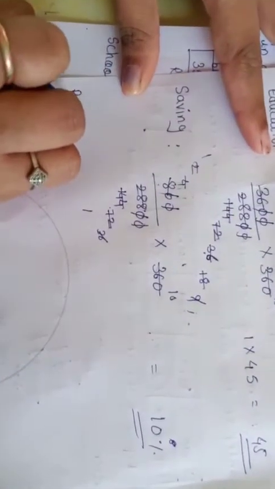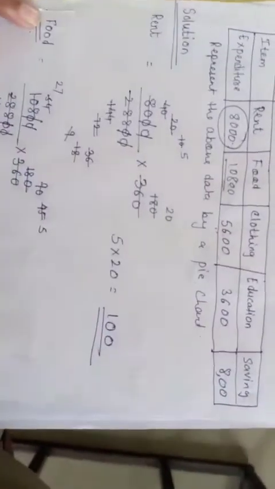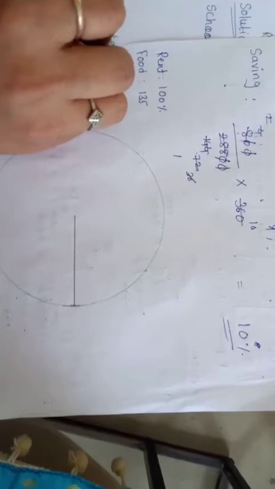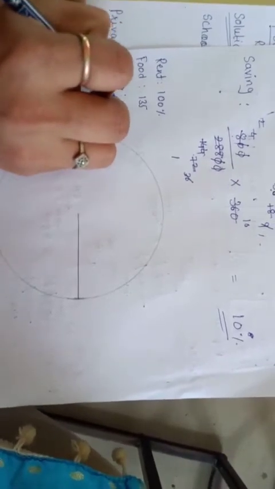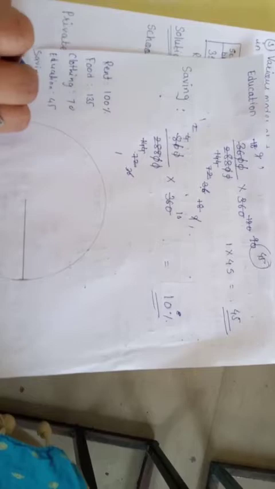So what are the values in this table? Rent is 100. Then food will be 135. Food is 135. Clothing 70. Clothing is 70. Education is 45. Saving is 10. Okay, so this is how we get the values.